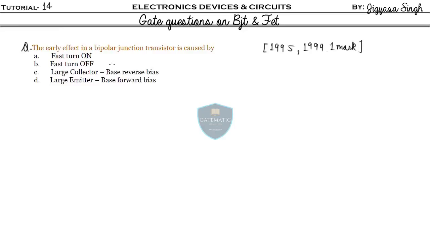Okay. The early effect in a bipolar junction transistor is caused by, I told you about the early effect. What was happening in the early effect? It is the process where the effective base width of the transistor is altered by varying the collector junction voltage, which is in reverse bias, right? So by changing the collector junction voltage, the effective base width of the transistor is decreased, and this is called the early effect.